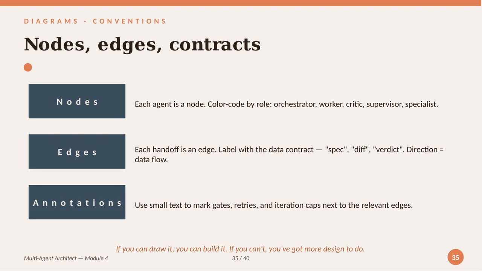Annotations. Use small text alongside the relevant edges to call out gates, retries, and iteration caps. Retry once on transient. Halt if verdict is changes required. Max 5 iterations. These annotations are where the failure plan from your spec becomes visible in the diagram.